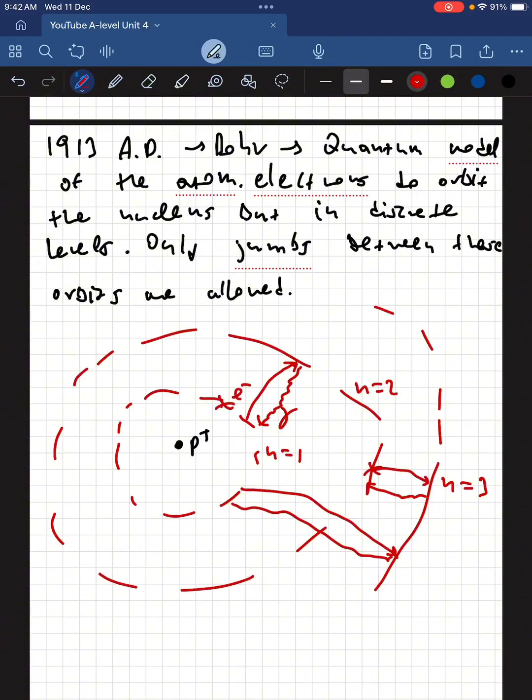So this is what we mean by quantum, by the way. Quantum means discrete. A quantized quantity is something that only takes on integer values: 1, 2, 3, 4, 5, 6, 7, etc. This is what we mean by quantum.